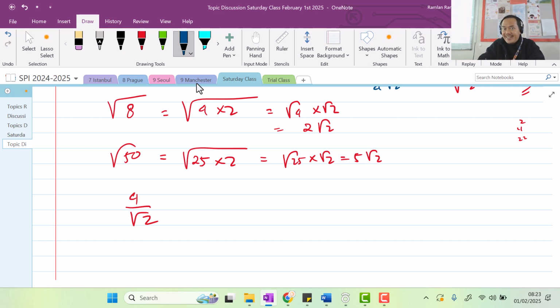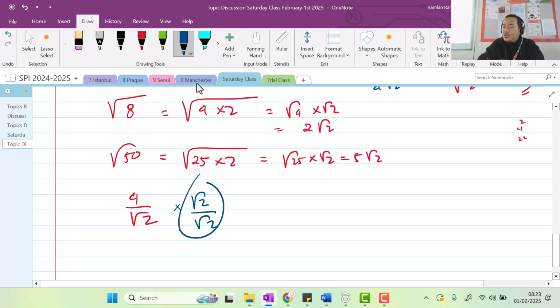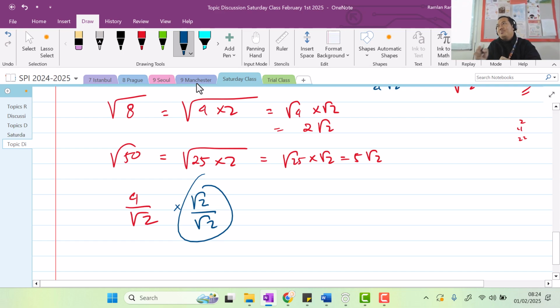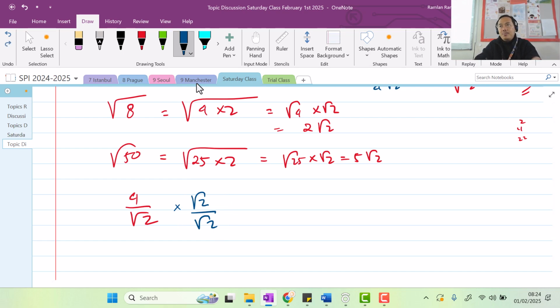Times it with square root of 2 over square root of 2. Why am I multiplying with this? Now the question is, if I'm multiplying with this, does this change the value? No, why? Because this is just 1. Any number multiplied by 1 goes back to the number, right? Because square root of 2 divided by square root of 2 is just 1. I'm just manipulating this.